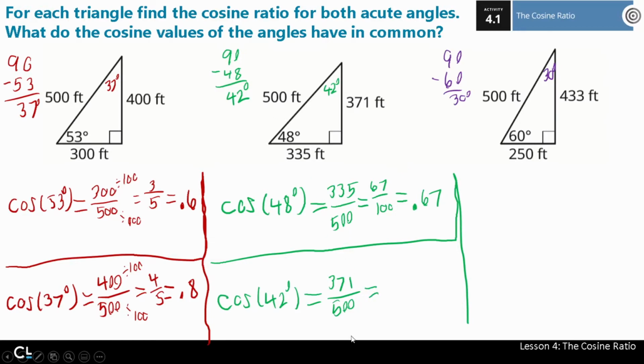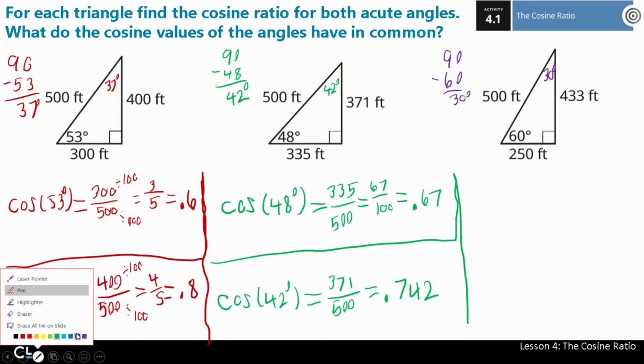Now we're not even going to try to simplify this one. We're going to go straight to the decimal to save some time. We get 371 divided by 500. That's going to give me a decimal of, and I'm not going to round this decimal, just 742. So 0.742.